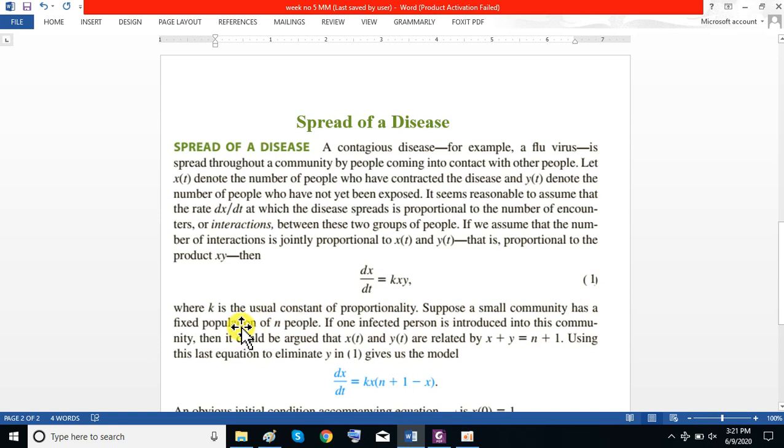Suppose a small community has a fixed population of n people. If we study this model for a town, a country, a province, or a small community, we suppose that the community has a fixed population of n people. For example, if we study the Peshawar region, the fixed population of Peshawar is n people.